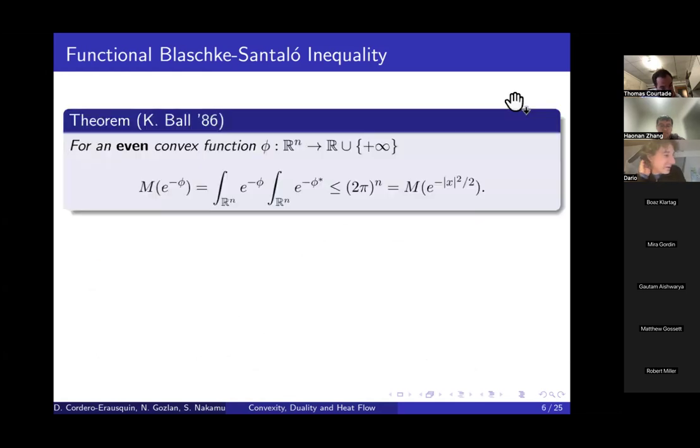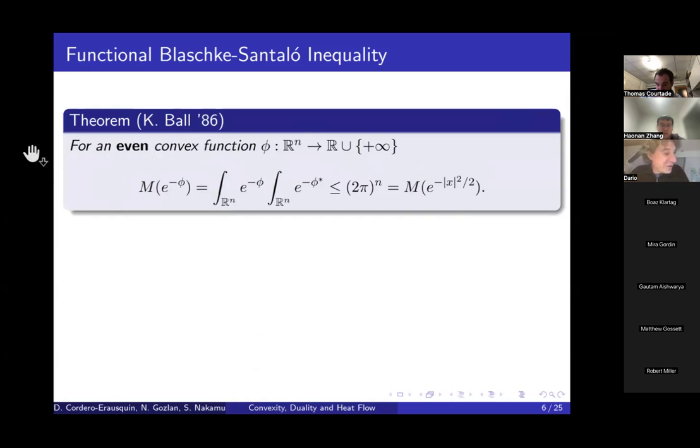So Keith Ball proved in his PhD that it is also the case that you have an inequality for the functional volume product, and it is maximized by Gaussians. And for a Gaussian, when I say the Gaussian, you can take, of course, any Gaussian because we prove it has some linear invariance. And here the function, the analog of the symmetry, is that the convex function is even.